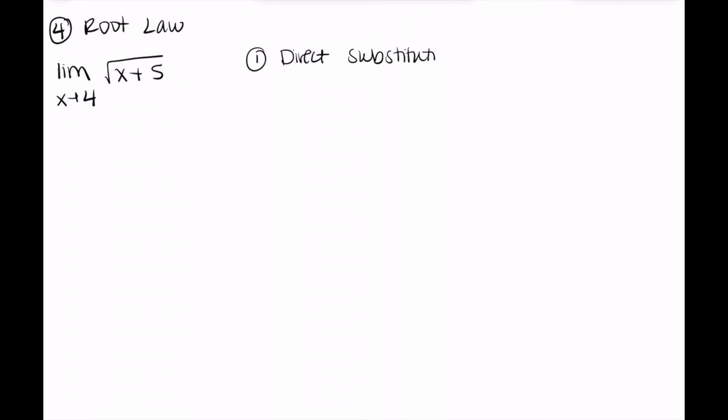So when we do direct substitution, we have the limit as x approaches 4 of the square root of x plus 5. That would be the square root of 4 plus 5. We know the 4 plus 5 is just 9, and then the square root of 9 gives us 3. So the answer for number 4 would just be 3.